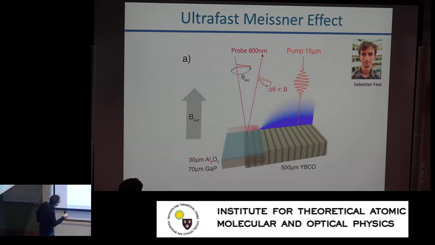Then what we have is an aluminum oxide mask that makes it such that the pump doesn't touch this part of the material. And then we have gallium phosphide that, for various reasons, is a good detector of the polarization rotation. So what we want to see is that if we pump here, we can see an enhancement in magnetic field out here.